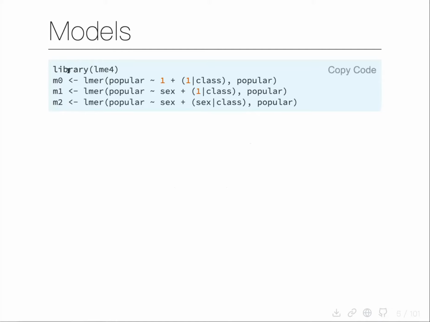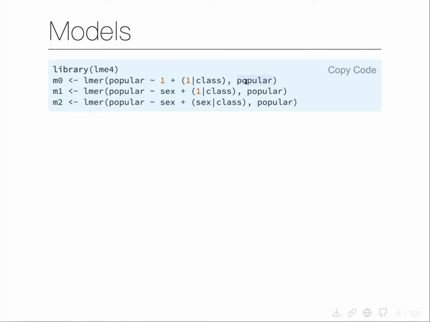So first, we're loading the lme4 library, right? And then again, my convention is to use zero to denote the unconditional model and then index them from there. So I start out with M0, and I'm saying popular is the outcome, linear mixed effects regression. Popular is the outcome, modeled by an intercept, plus that intercept randomly varying across class. Okay, and the data set is popular.